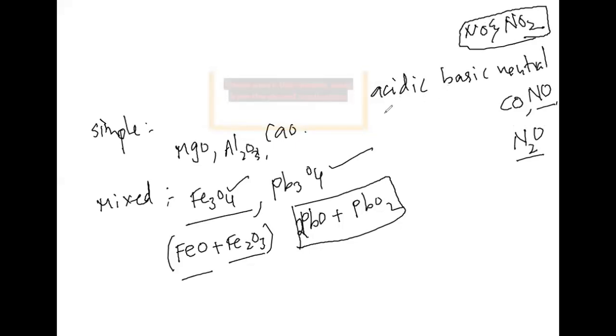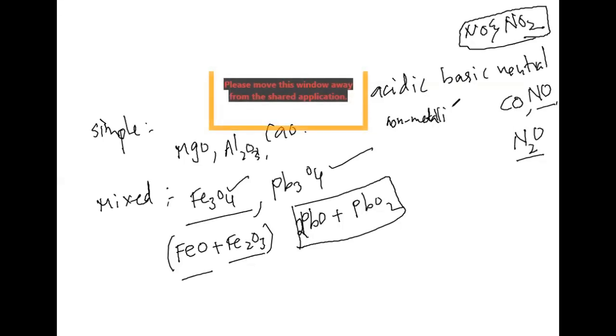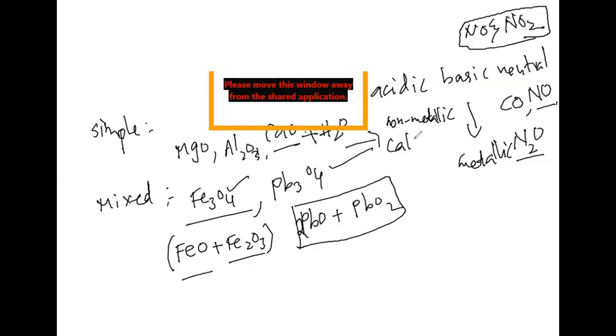Now, acidic oxides means what? The non-metallic oxides are acidic in nature, whereas the metallic oxides are basic in nature. For metallic oxides, the best example you can take is CaO. When it reacts with water, what is it going to produce? It will give calcium hydroxide as the product.